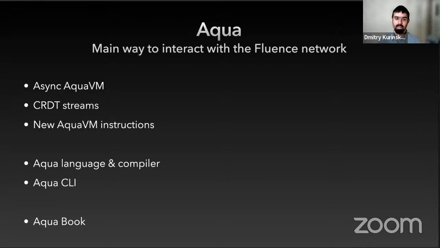On top of Aqua VM, we have Aqua, and Aqua has been around just since April. We developed the language, the compiler, and the fundamental tooling for the language in the first half of this year. And it changed everything, because after that, we had this main way to interact with the Fluence network, and it's much more developer friendly. And to explain how to work with Aqua, we have an Aqua book now, so it's documented. You can read, you can learn, you can use it out of the box.